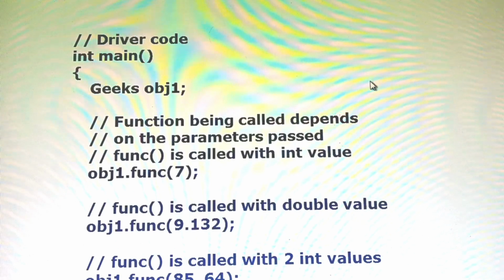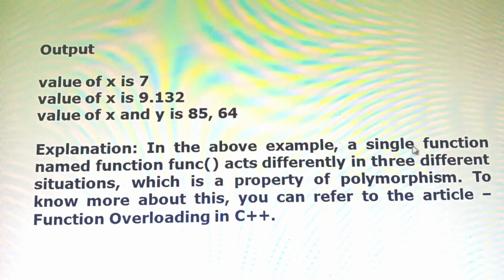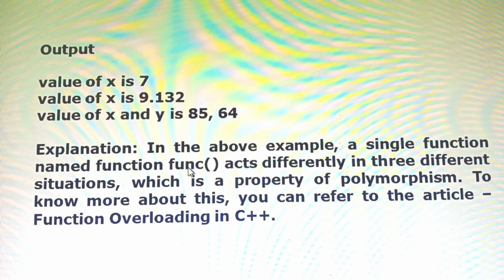See the output of this program. After execution of the program, what do we get? Value of x is 7, value of x is 9.132, value of x and y is 85, 64. See, in the above example, a single function named func acts differently in three different situations. That is polymorphism. The function name is the same but works differently. This is called function overloading. Is it clear now?